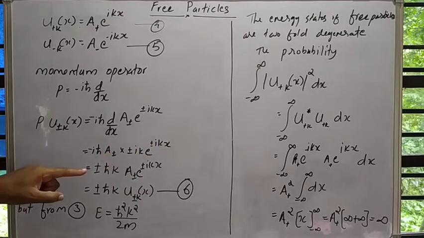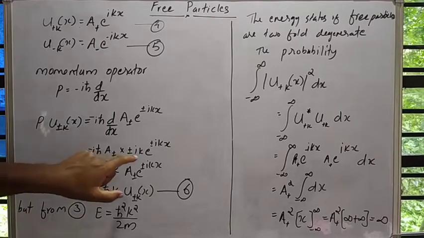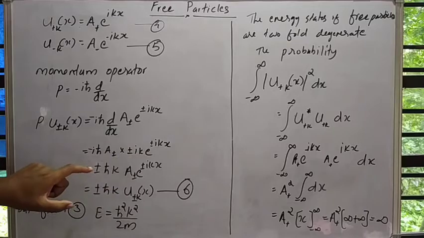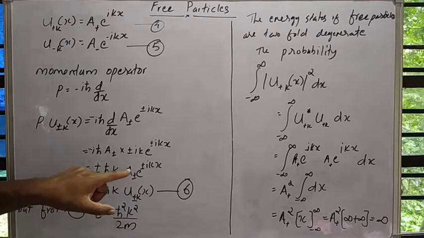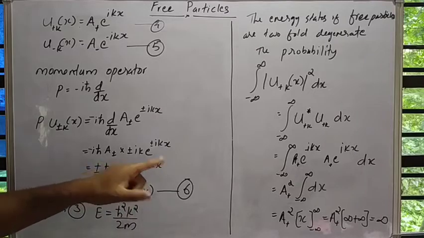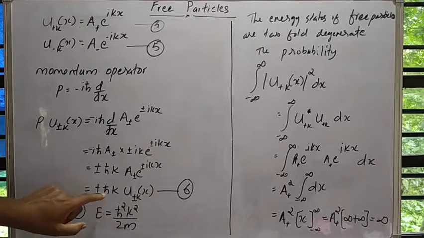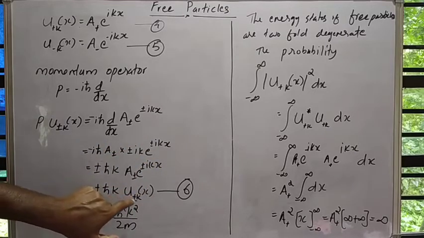Okay, that is equal to plus or minus, this minus i and this plus or minus i I'll get as 1, and plus or minus h cross k A plus or minus e raised to plus or minus ikx, that is equal to plus or minus h cross k u plus or minus k of x.